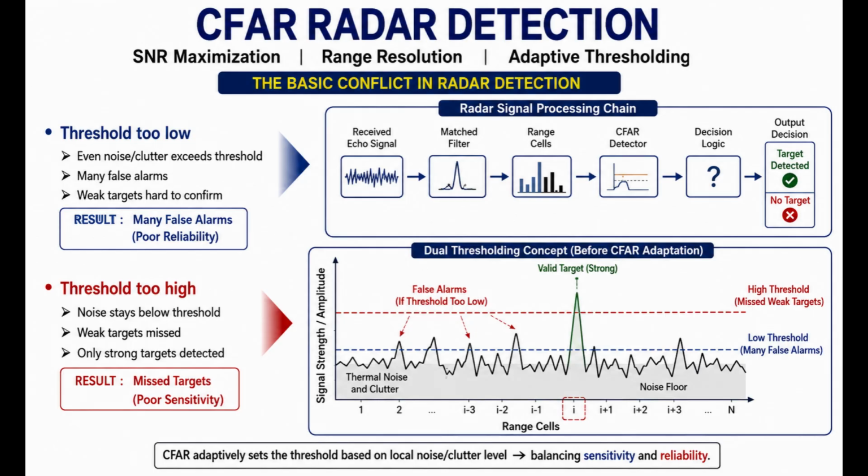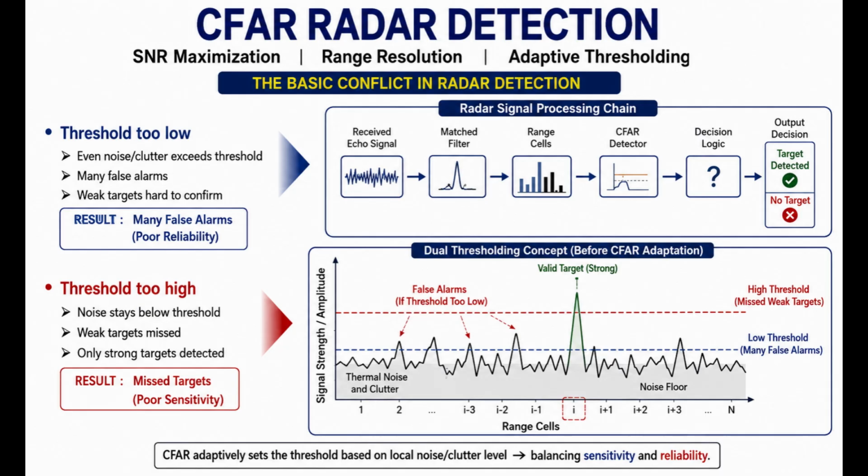As shown on the left, if the detection threshold is set too low, even noise or clutter can cross the threshold. This gives many false alarms. If the threshold is set too high, false alarms are reduced, but weak targets may be missed. Only strong targets may be detected. The lower graph shows this clearly. The blue low threshold gives more false alarms, while the red high threshold can miss weaker targets. A strong target crosses the high threshold and is detected.